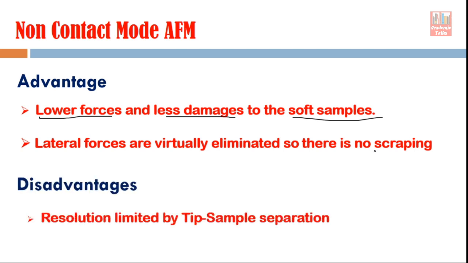But it has a disadvantage also. Resolution is limited by tip sample separation. As compared to contact mode, the gap between the tip and the sample is a little bit higher, and because of that higher gap the interactions are weak, and because of weak interactions there is less bending in the cantilever, and that way the resolution, vertical resolution especially, will be compromised. So that is the disadvantage of non-contact mode AFM.